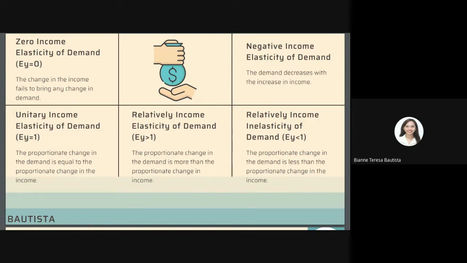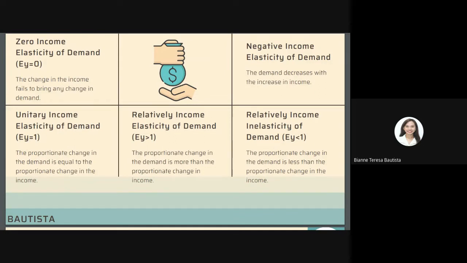So the zero income elasticity refers to the income elasticity of demand whose numerical value is zero. This is because there is no effect of an increase in consumers' income on the demand for products. The change in income fails to bring any change in demand, as in the case of essential goods or necessities. So, for example, necessity goods such as water and medicine are demanded in the same quantity by a high income and a low income individual.